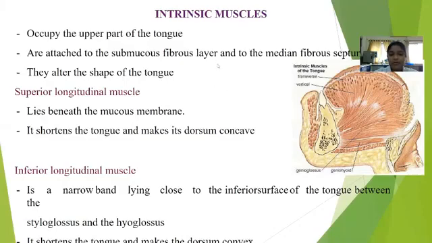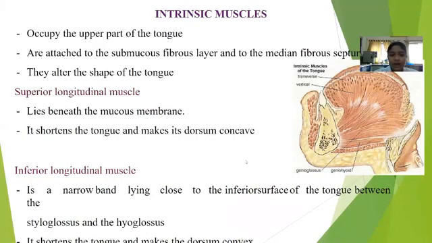They are attached to the submucous fibrous layer and to the median fibrous septum. So these muscles alter the shape of the tongue. First, the superior longitudinal muscle. It lies beneath the mucous membrane. It shortens the tongue and makes its dorsum concave.